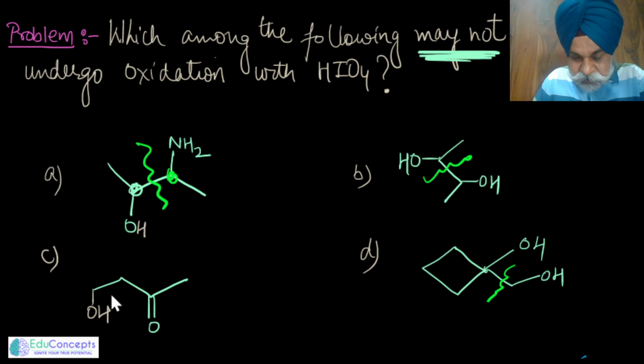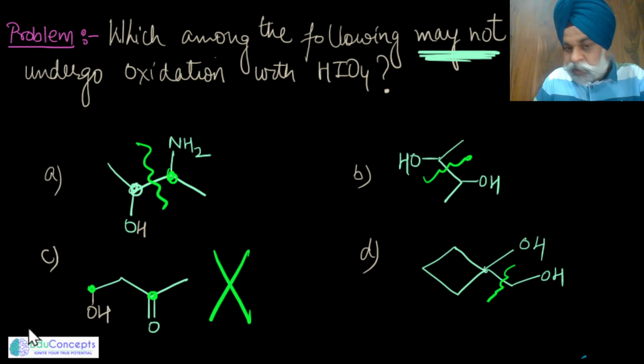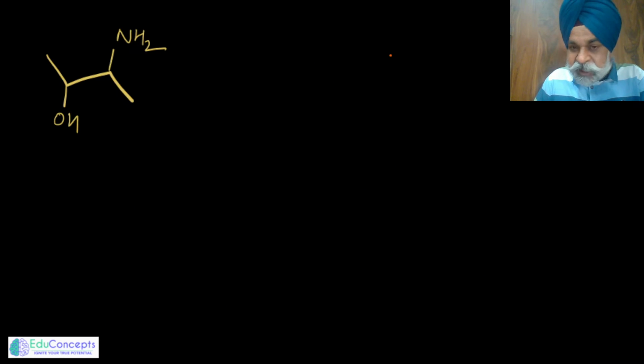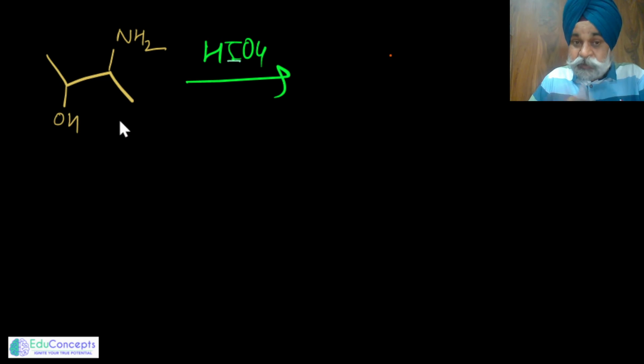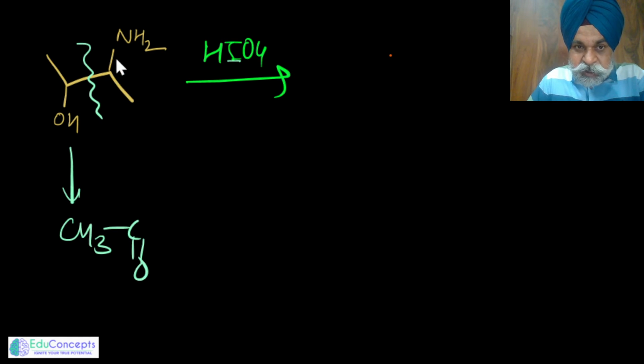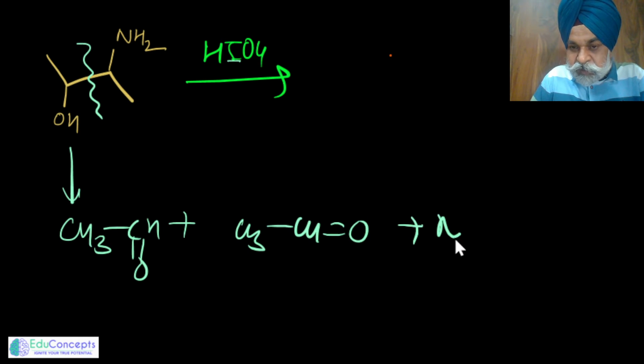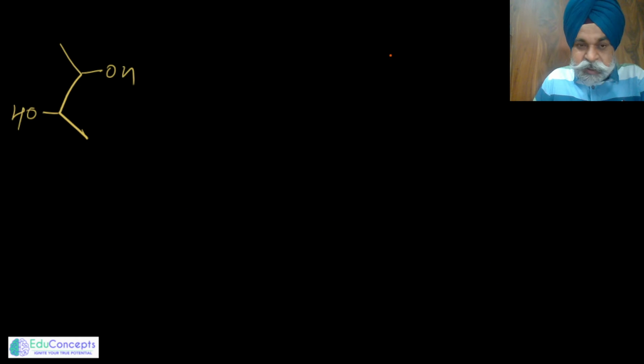But in the C option you could see that although this is oxidized and there is an OH, as they are not adjacent to each other, this would not undergo any sort of oxidation. And if I have to write the product of all these reactions just for your help, or to create more question answers, this would break like this. So this part would change into acetaldehyde, and this part also would change into acetaldehyde along with a molecule of ammonia. So this is the answer for this one, and this is quite easy.